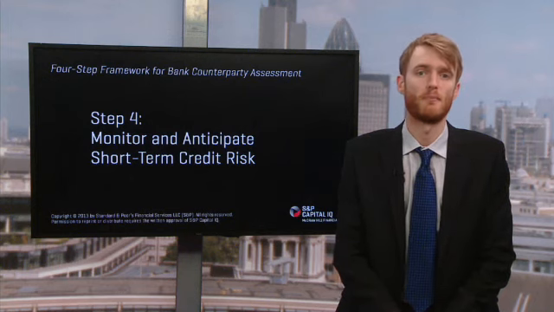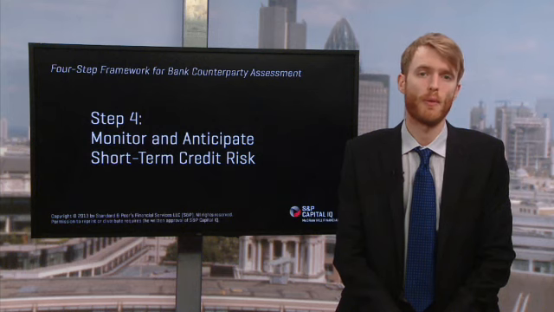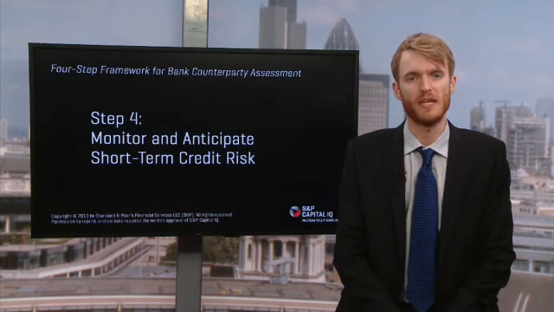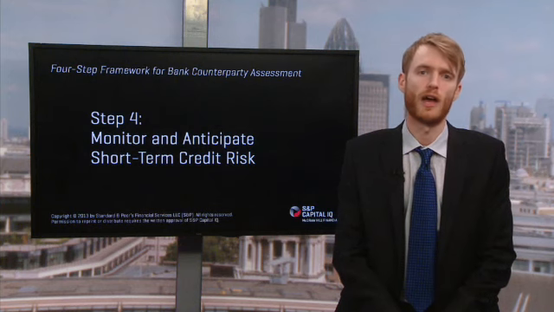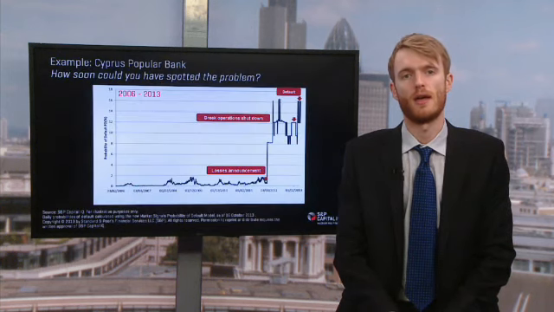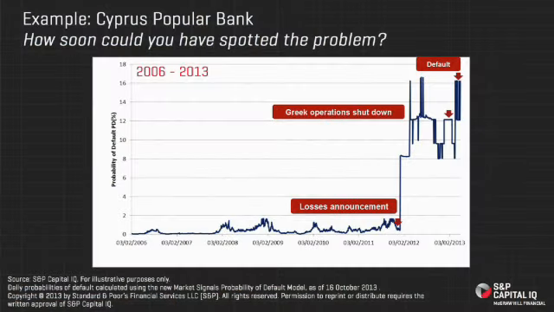This last step is to monitor your risks by using short-term metrics like credit default swaps, market-derived signals, or short-term probabilities of default. By using these measures, you can utilize the speed of the capital markets to keep your finger on the pulse of risk, rather than rely on metrics based on fundamental data, which only give you a revised view on a quarterly basis. Here we have Cyprus Popular Bank as an example of how our market signal PD could have shown early warning signs of the bank's default starting from early 2012.